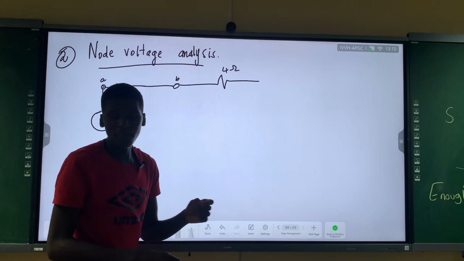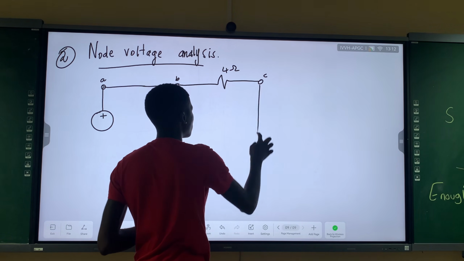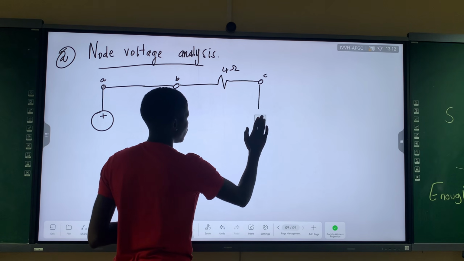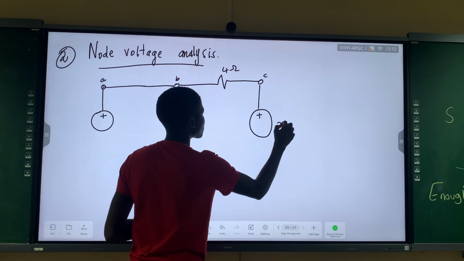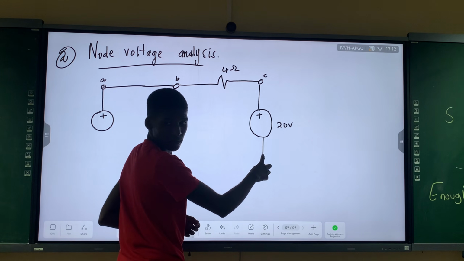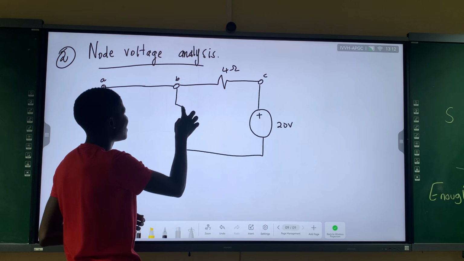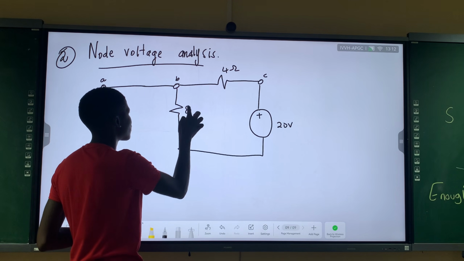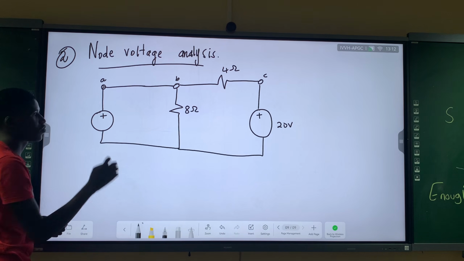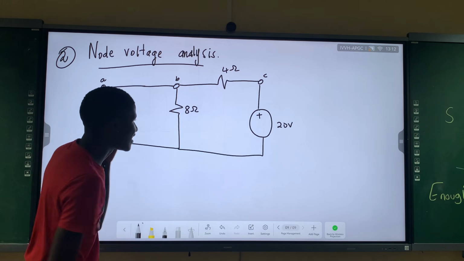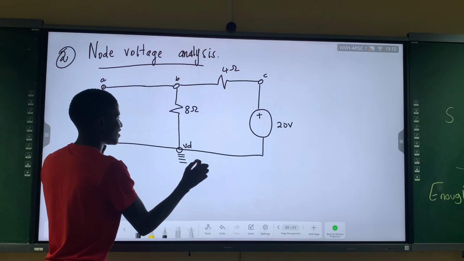This is a 4 ohms resistor. Now node C. This is 20 volts. And then this is 8 ohms. And then here we go. So this is still our circuit. Now here we're going to have 0 volts and we're going to ground it.